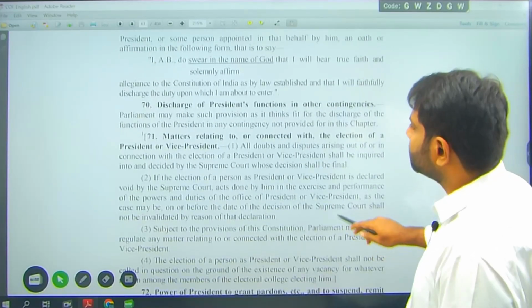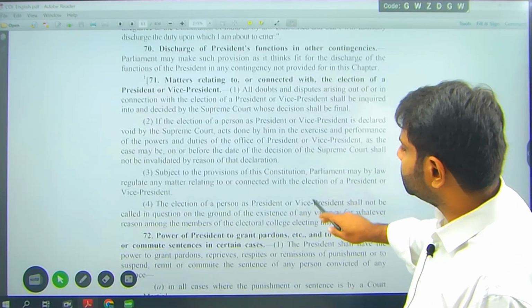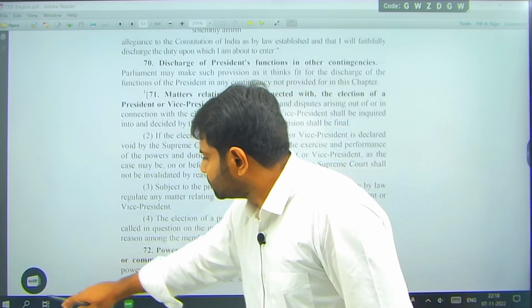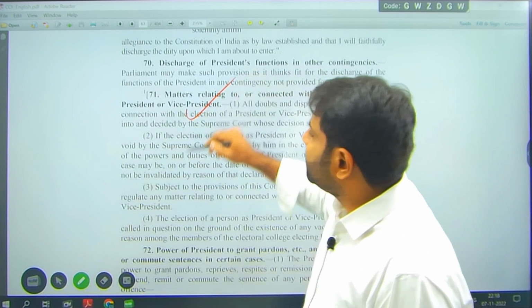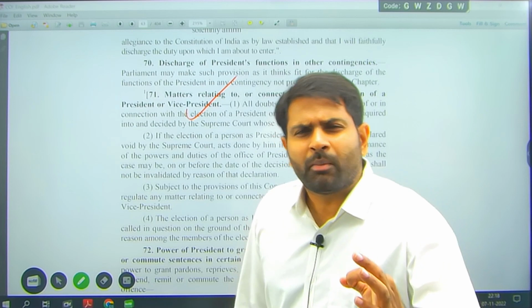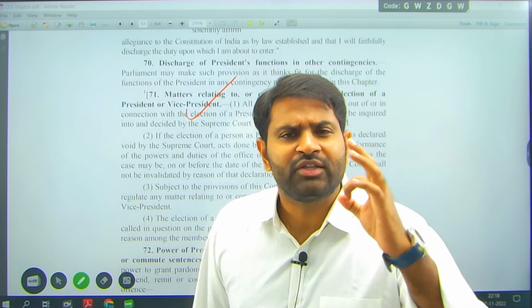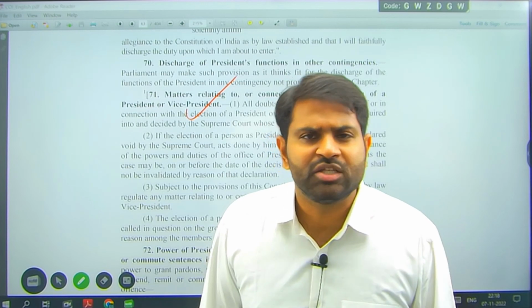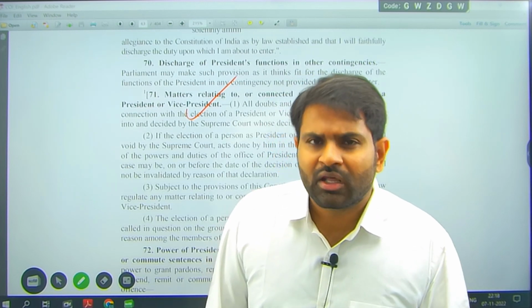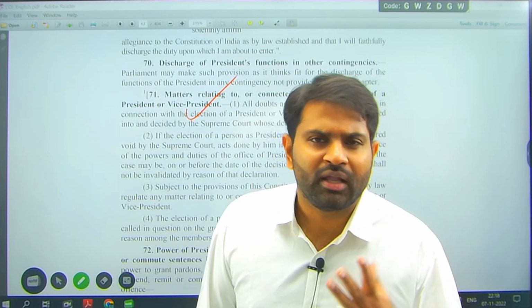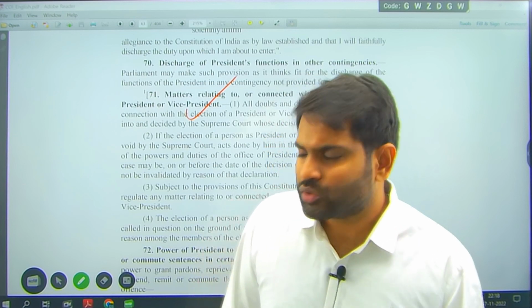Next important one, Article 71. If there is a dispute about the President election or Vice President election, who is the final authority to decide on that? The Supreme Court is the final authority to decide on the disputes of the Vice President or President. If there is any dispute on election, that will be finalized by the Supreme Court.